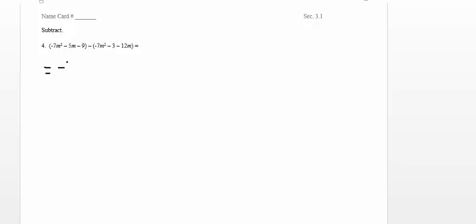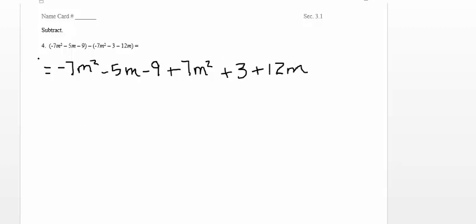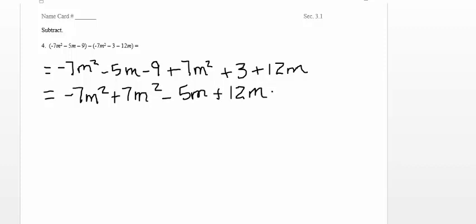Again, I drop the grouping on the first polynomial. I make no change to the first polynomial. Since I'm subtracting the second polynomial, every sign in the second polynomial is changed and added. So minus 7m squared is plus 7m squared. Subtraction of minus 3 is plus 3. Subtraction of minus 12m is plus 12m. I'm going to rearrange so that like terms are grouped together.